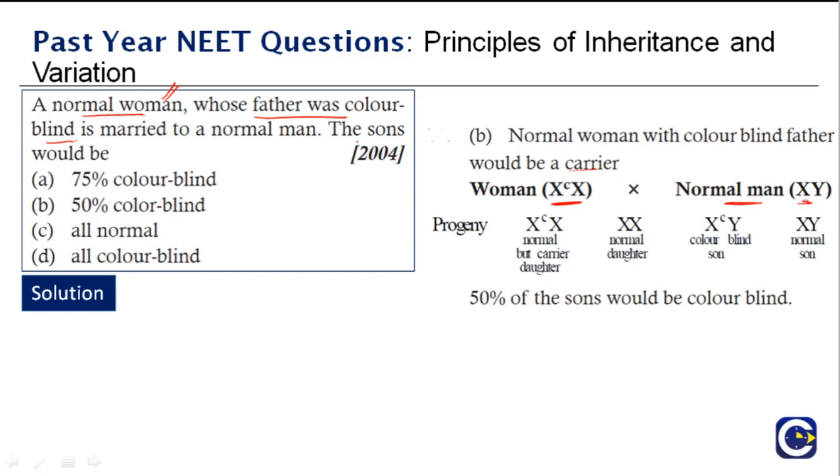Now they are asking about the sons. So 50% of the sons will be color blind. This is one son which is color blind and the other one is normal. I think by now you might have remembered by heart the different combinations and the different percentages, if you follow all the videos. So the right answer is 50% color blind, option number B.